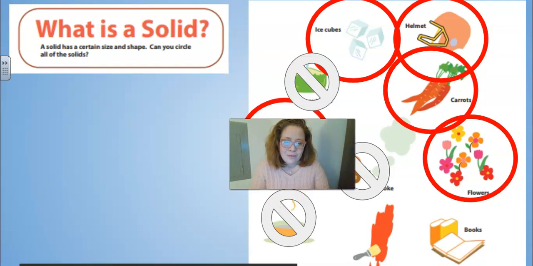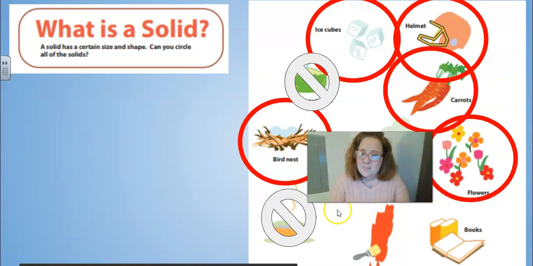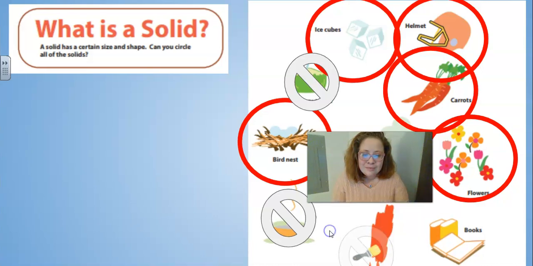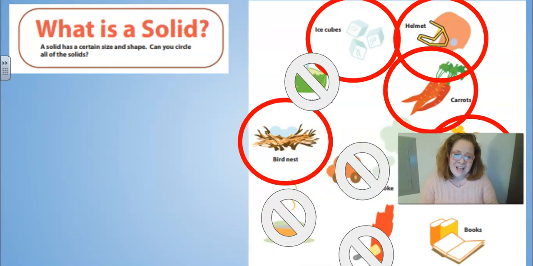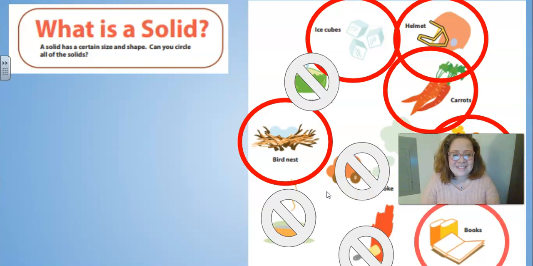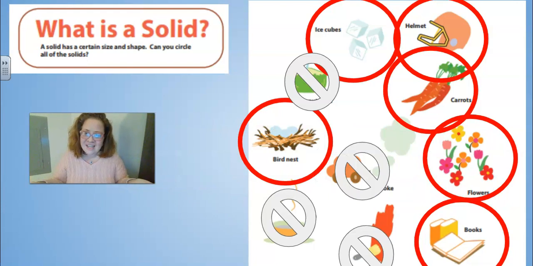Great job. What about paint? Is paint a solid? Yes or no? No, paint is not a solid. The paint itself is a liquid. Here's our last one. Books. Are books a solid? Yes or no? Yes, books are a solid. Great job finishing your solids exercise.